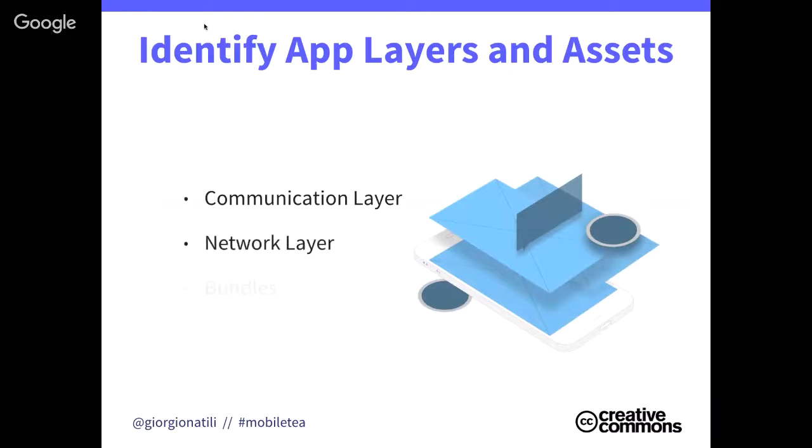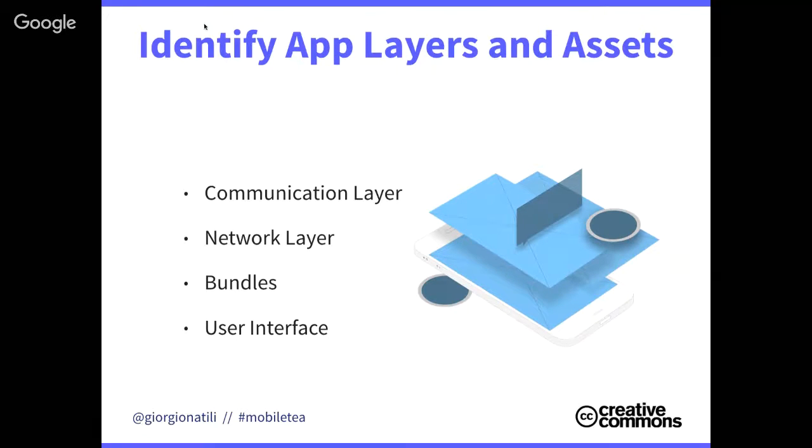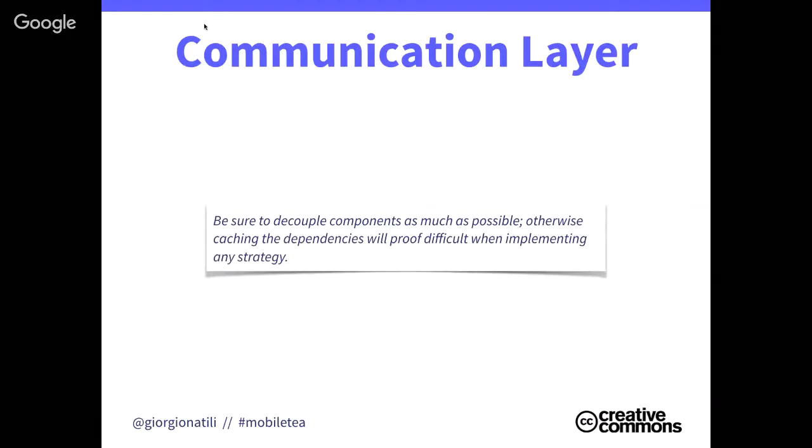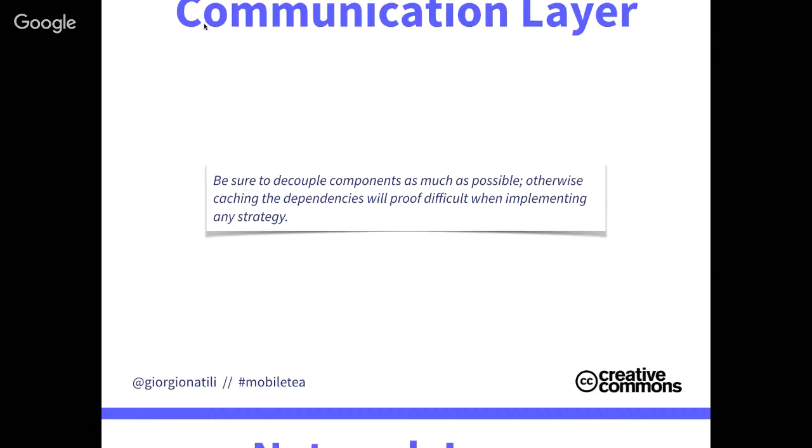Identify your app assets and your app layers. The network layer, you have bundles, you have user interface. All these elements of a web app can be treated differently. In the application layer, you can split into components as much as possible, so that if offline is preventing something from working, this something will be small enough not to destroy completely the user experience.